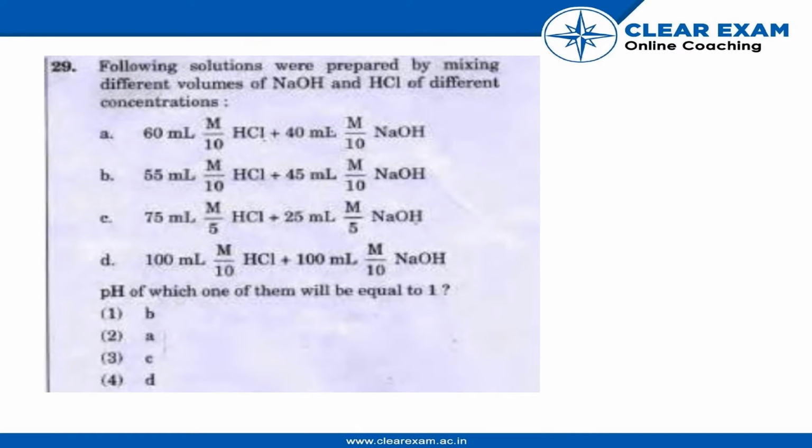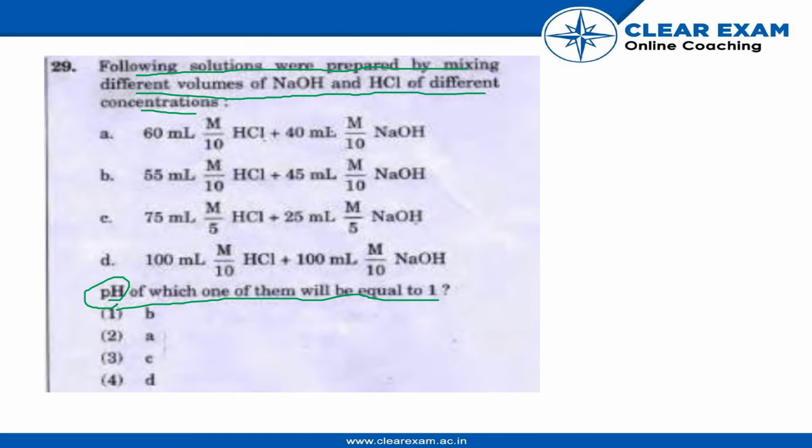Hello. So our today's question is, the following solutions were prepared by mixing different volumes of NaOH and HCl of different concentration. Which one of them will have a pH equal to 1? The pH of which of the following is equal to 1? So we have to see.